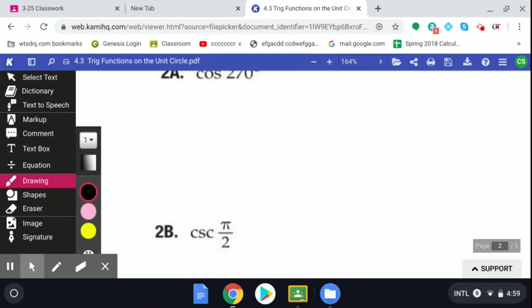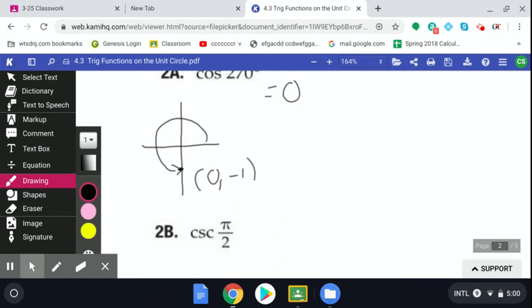So if you think about 270, this would be 180 plus 90, right? So what would cosine 270 be? My question for you is, what is the x coordinate of this point over here? And the answer is 0, right? So cosine of 270 equals 0. Because that point there would be 0, negative 1.